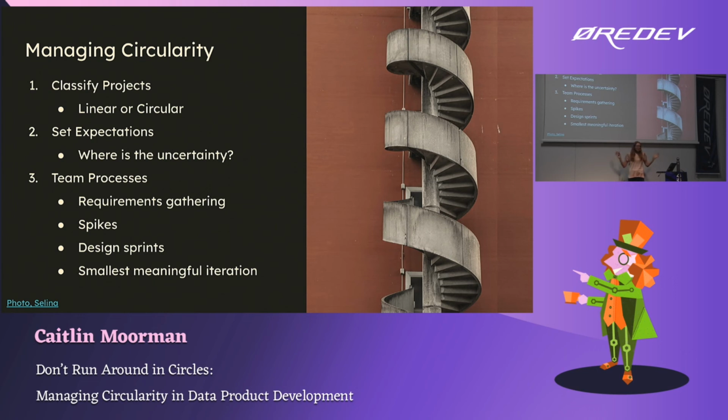So here, I'm just rolling it all back together. The key pieces to managing circularity in data workflows. First, classify the projects as linear or circular. Set expectations around where the uncertainty is and what failure might look like. And the four tactical ideas for how to adjust your team processes to improve outcomes on circular projects: really investing in robust requirements gathering, leveraging spikes and design sprints, and focusing on the smallest meaningful iteration for an analysis.